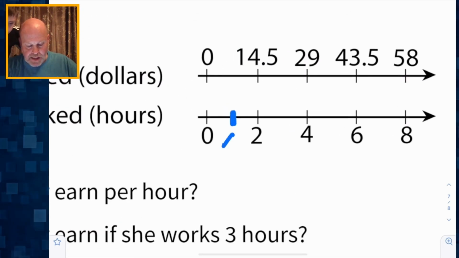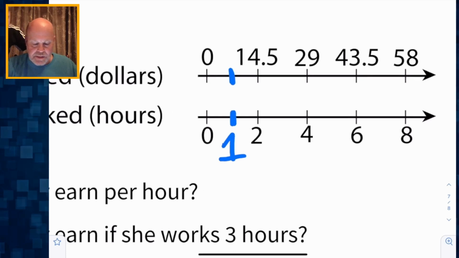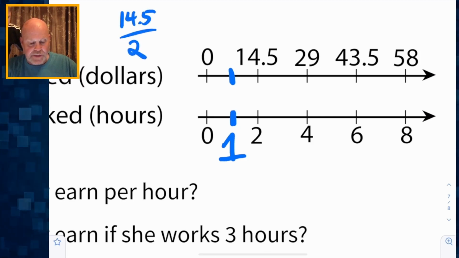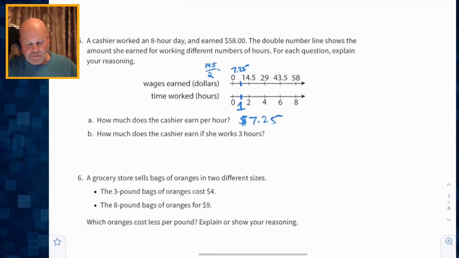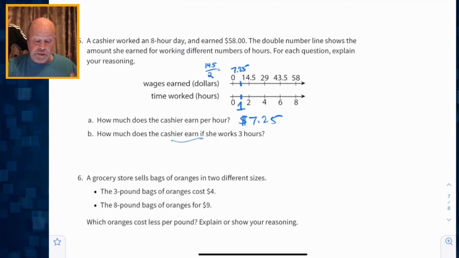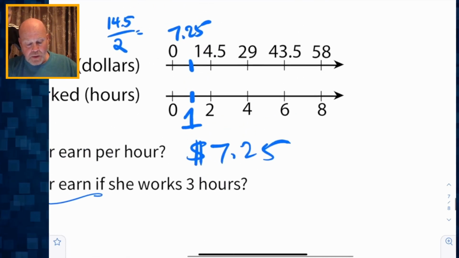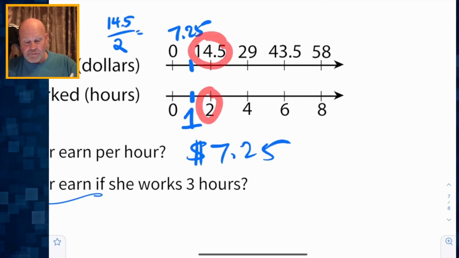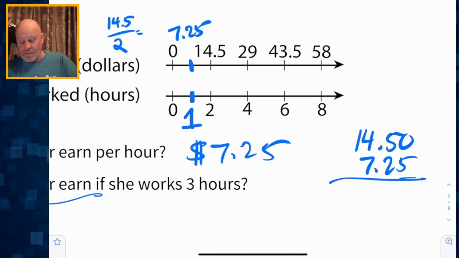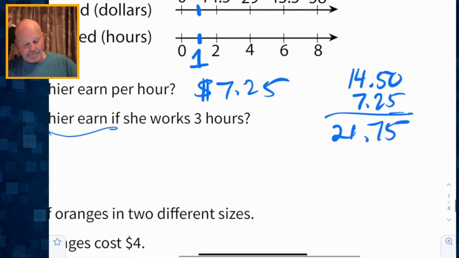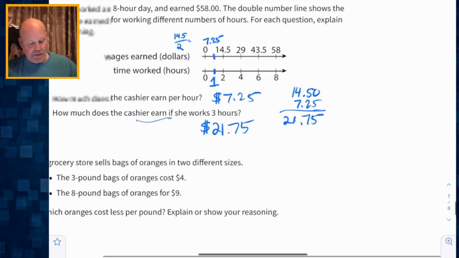That 1 hour lives right here, which means we want to know how much she makes. That's going to be half of $14.50, which is $7.25. So how much does she earn per hour? $7.25. How much does the cashier earn if she works 3 hours? We know that 2 hours is $14.50, and 1 more hour is $7.25. So we add those together and get $21.75.